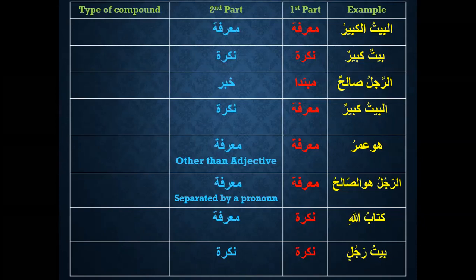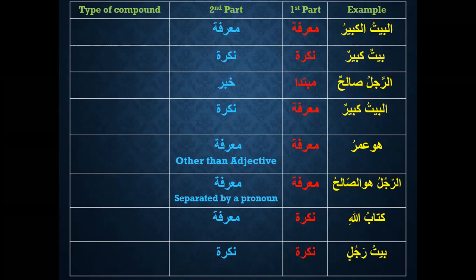Next, baytun kabirun, both are nakira now. Tanween suggests that these are both isms. And they're both nakira, they're both mudhakkar, both singular, and both in marfu state by dhammatan at the end. So this is, again, murakkab tawsifi. It corresponds to each other in all four respects, whether it's marifa or nakira.